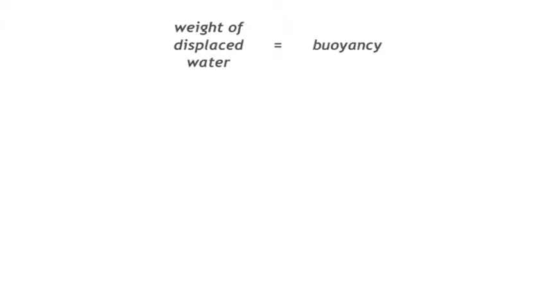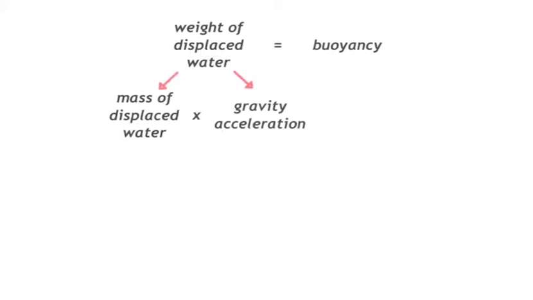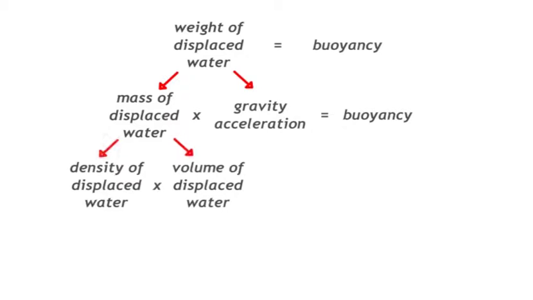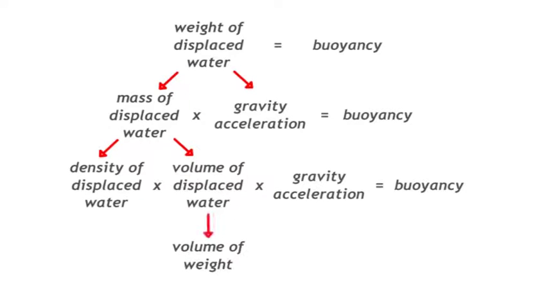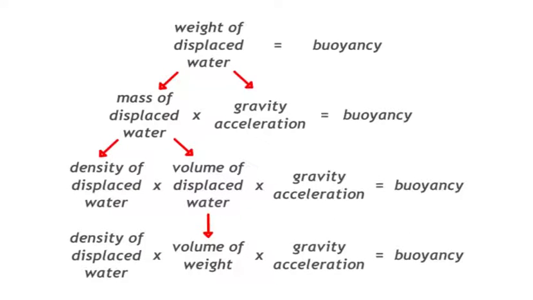The weight of the displaced water is the product of its mass and gravity acceleration. The mass of displaced water is defined as the product of its density and its volume. Earlier, we have shown that the volume of the displaced water is the same as the volume of the immersed body. And finally, we obtained the relation for the buoyancy on an immersed body. It is the product of the density of the liquid, volume of the immersed body, and the gravity acceleration.